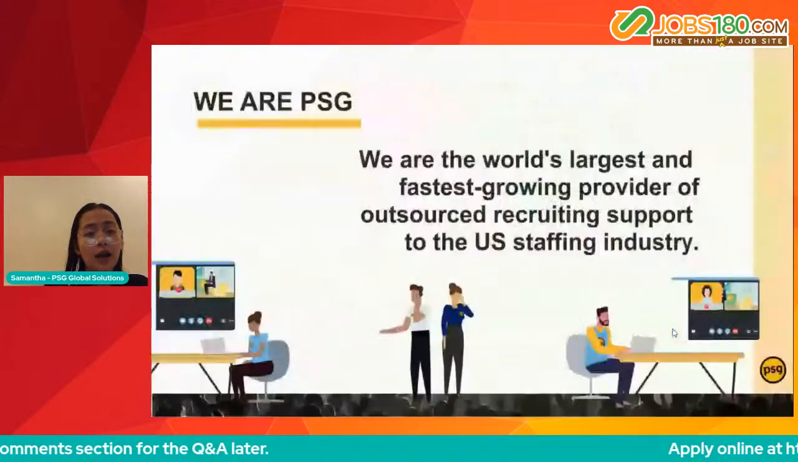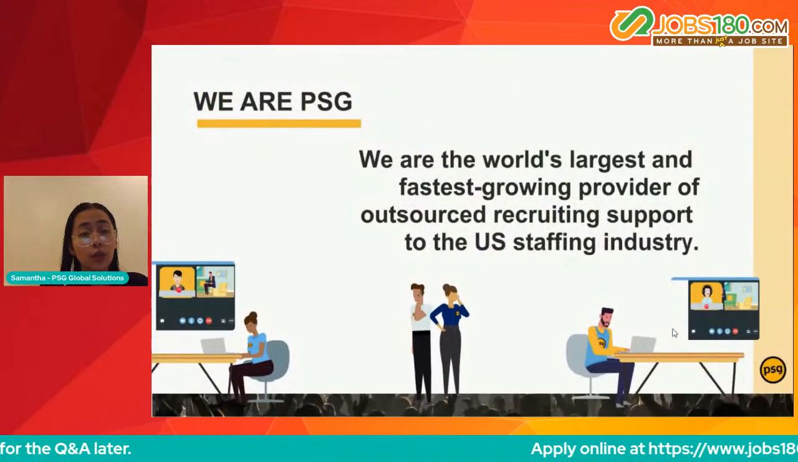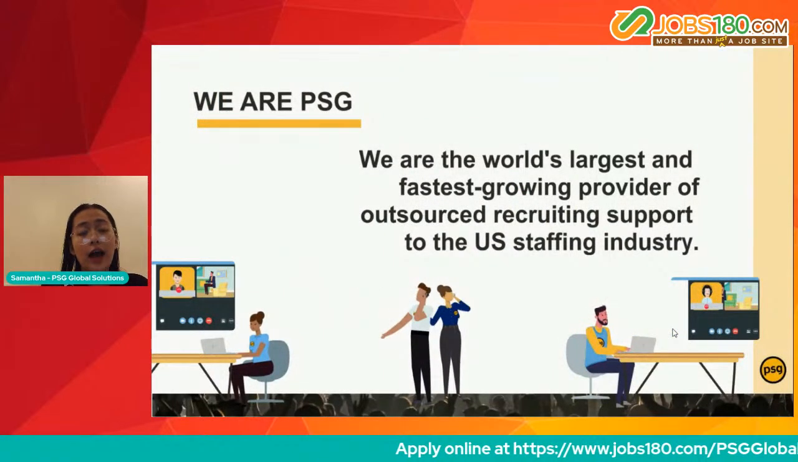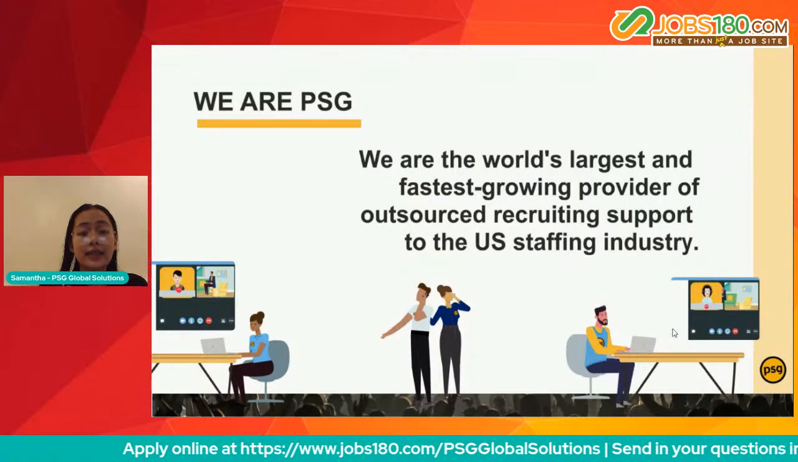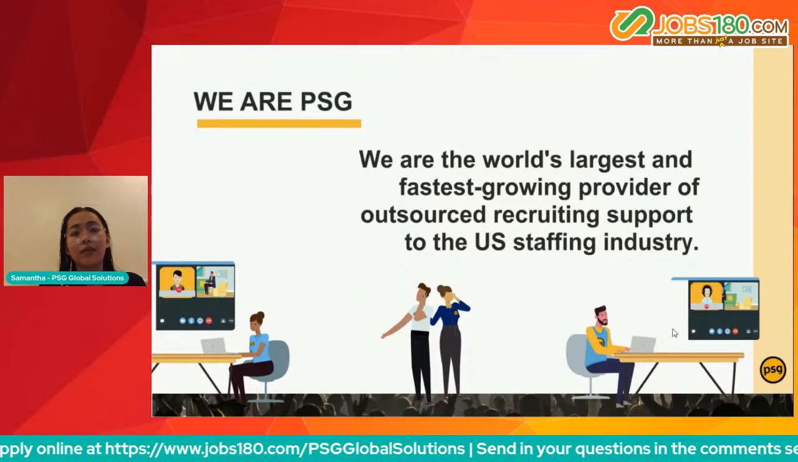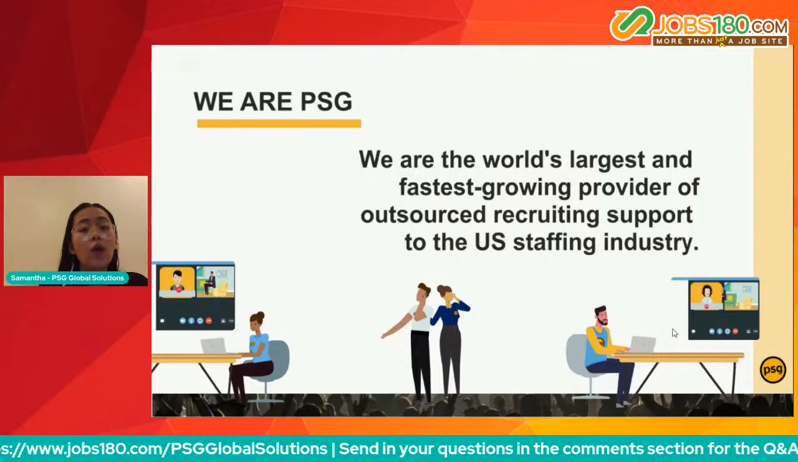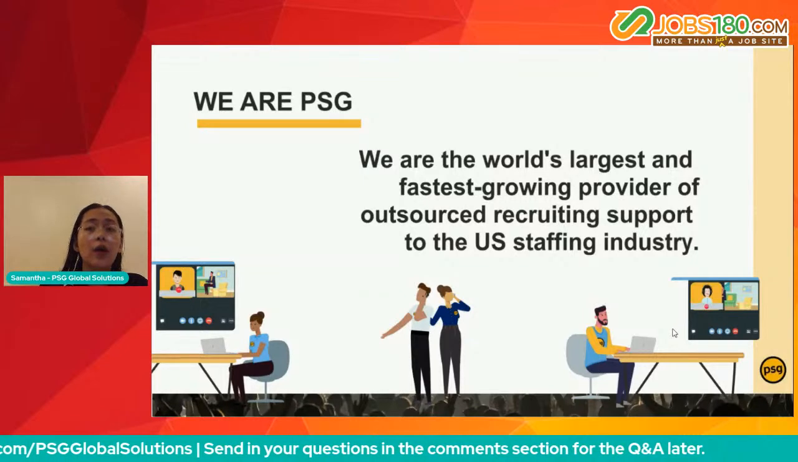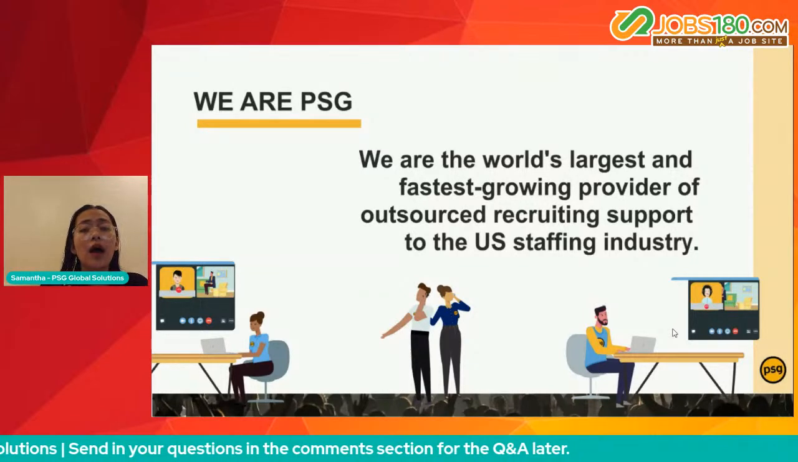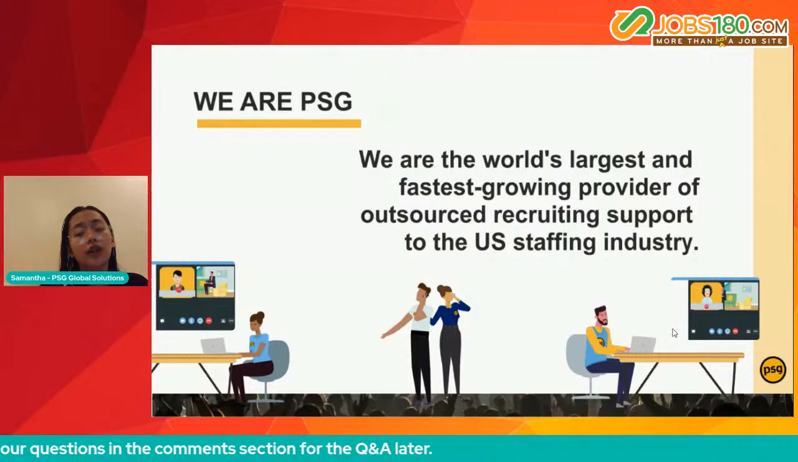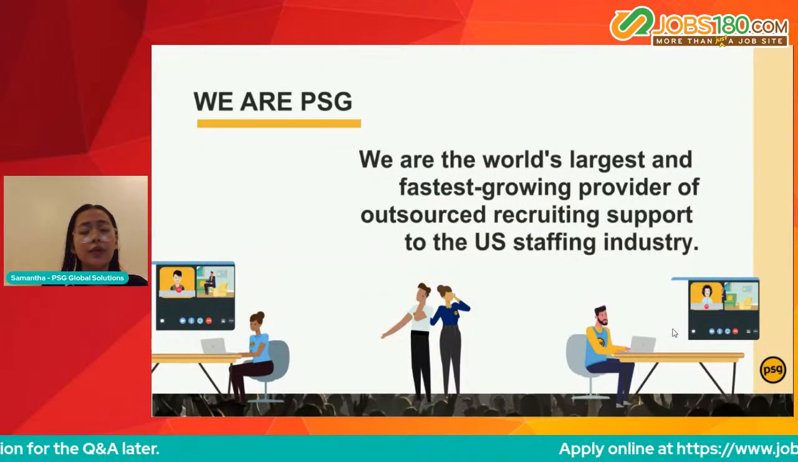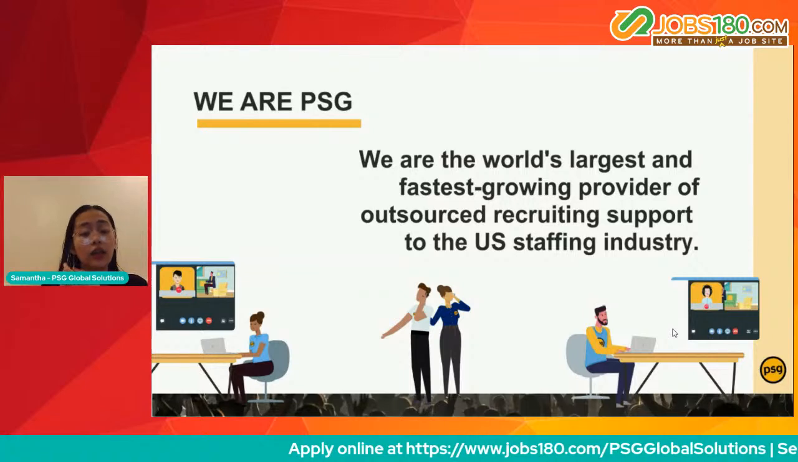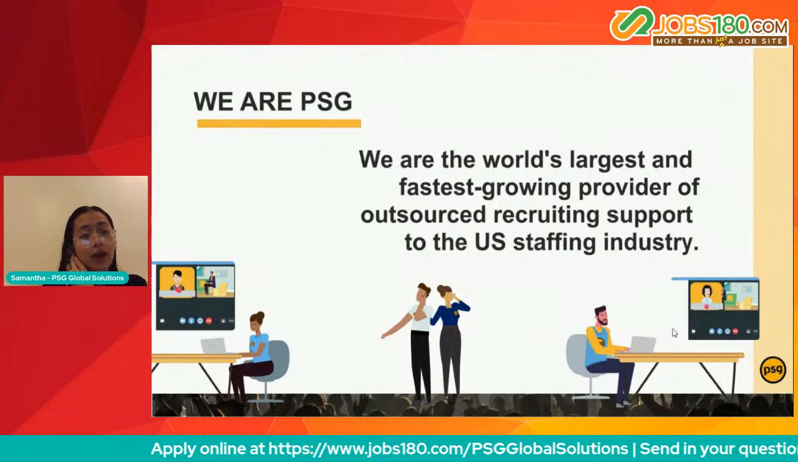Okay, so basically, background. We are PSG. We are the world's largest and fastest growing provider of outsourced recruiting support to the US staffing industry. So, what does that mean? So, we are an RPO company. We are similar to BPO companies, so like call centers. However, we are RPO, which stands for Recruitment Process Outsourcing. So, similar to BPO, but we work more with the recruitment, staffing, and human resources, right?